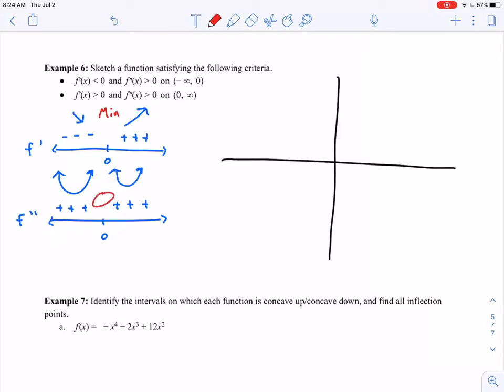However, I don't have any points of inflection because my second derivative is not changing sign here. It's positive on both sides, so I have no inflection points. But I do have a local minimum. So now I need to decide what this function looks like.